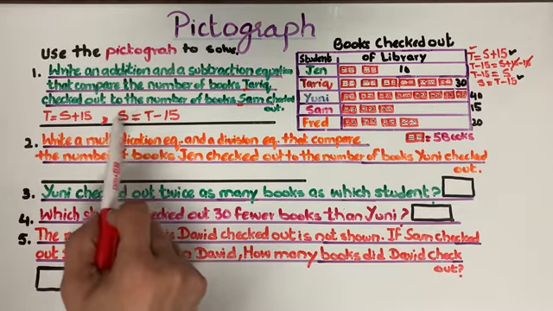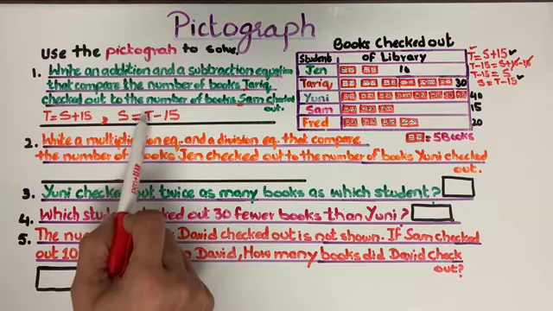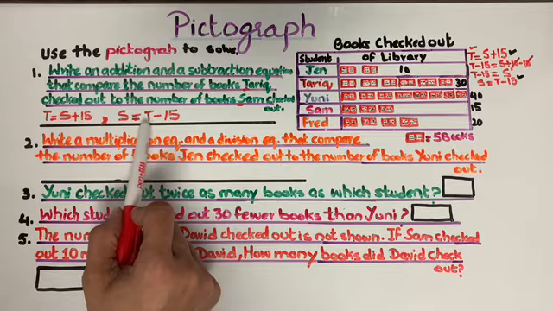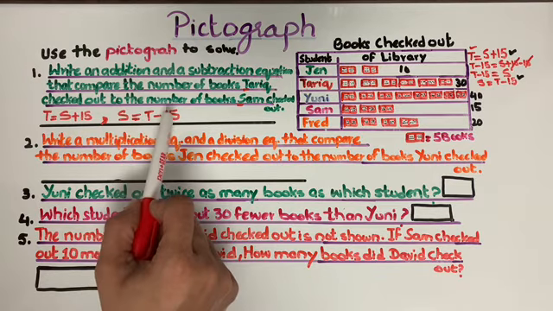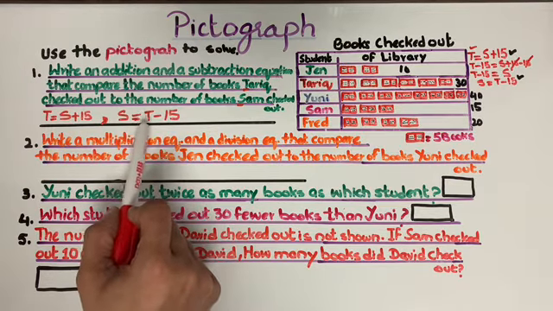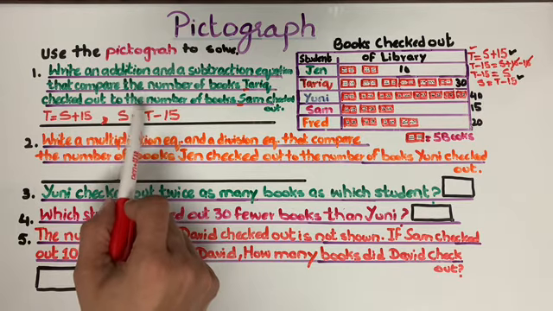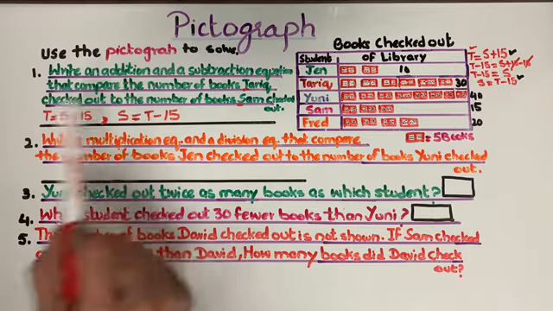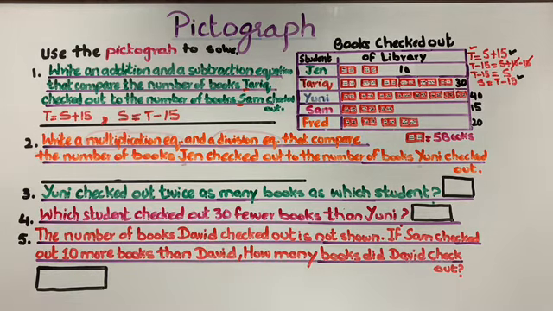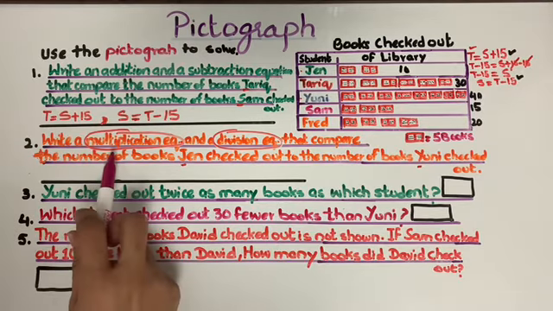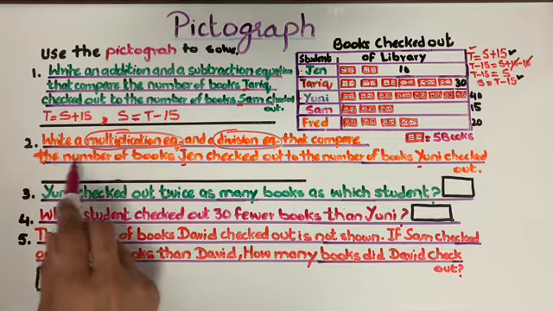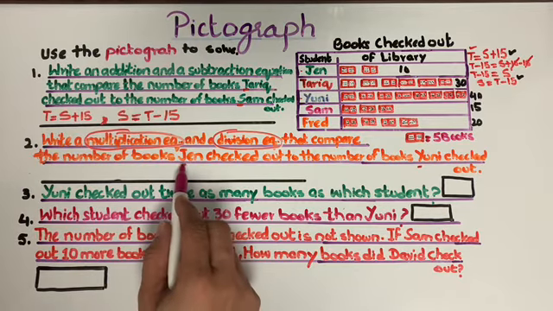Now let's move on to the subtraction equation. In this equation, Sam's checked out books is equal to Tariq's books minus 15. Tariq checked out 30 books. So 30 minus 15 is equal to 15. So S is equal to 15. Sam checked out 15 books. Yes, correct.